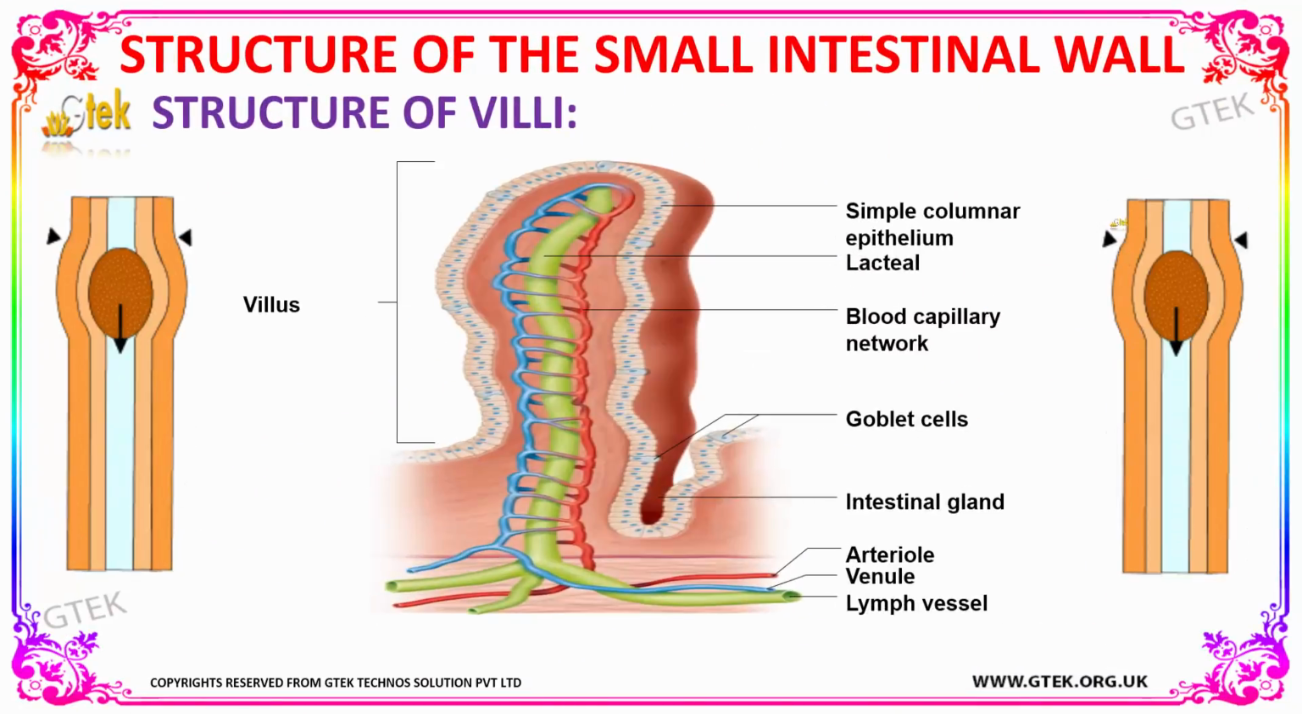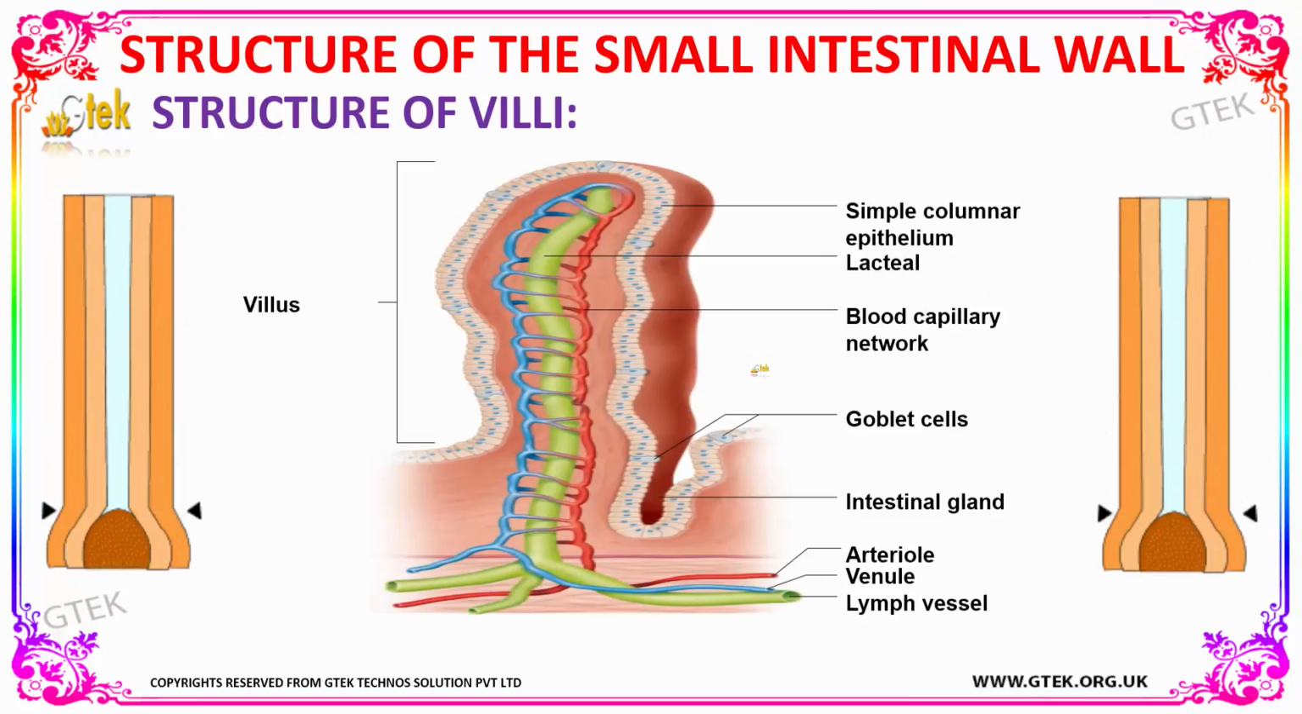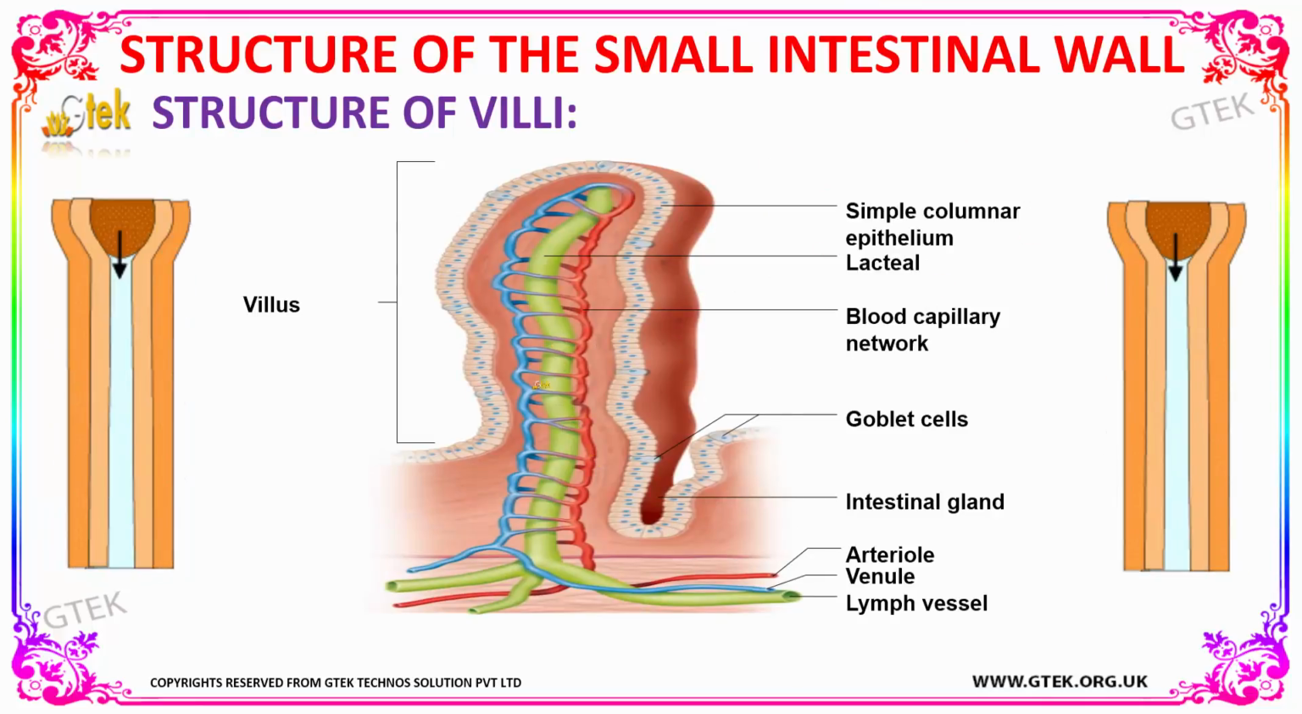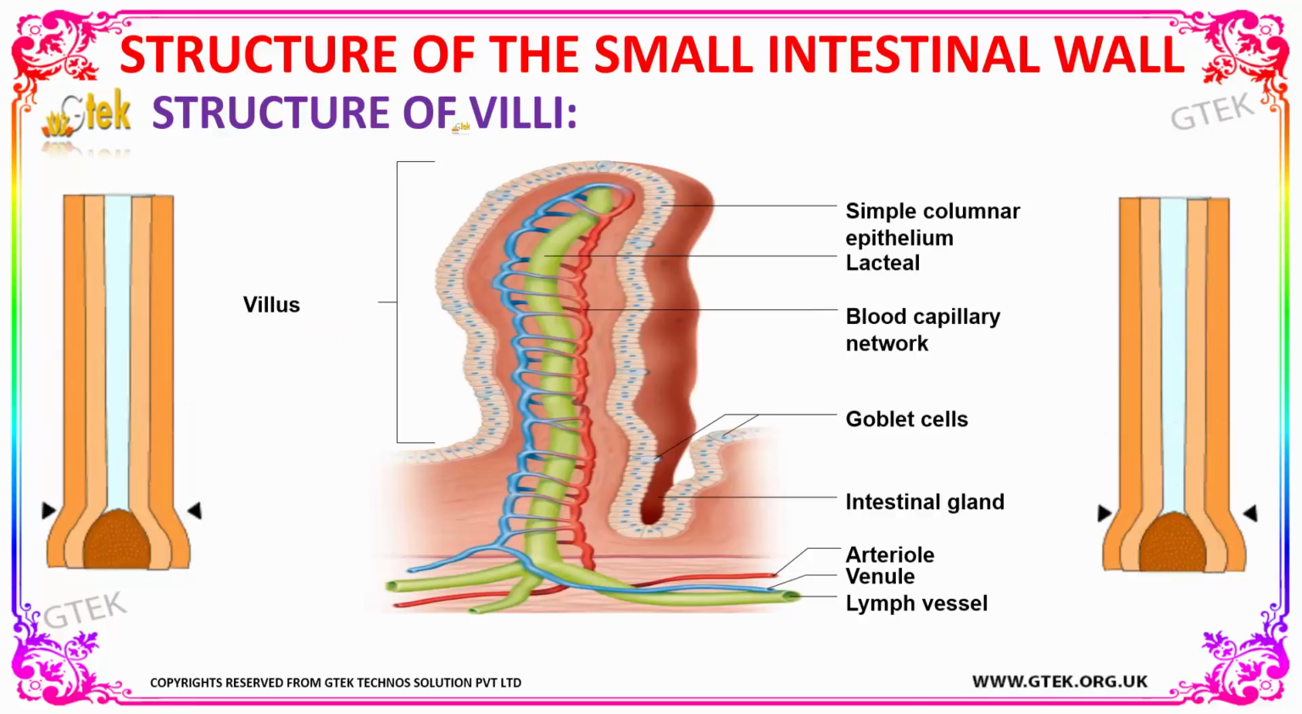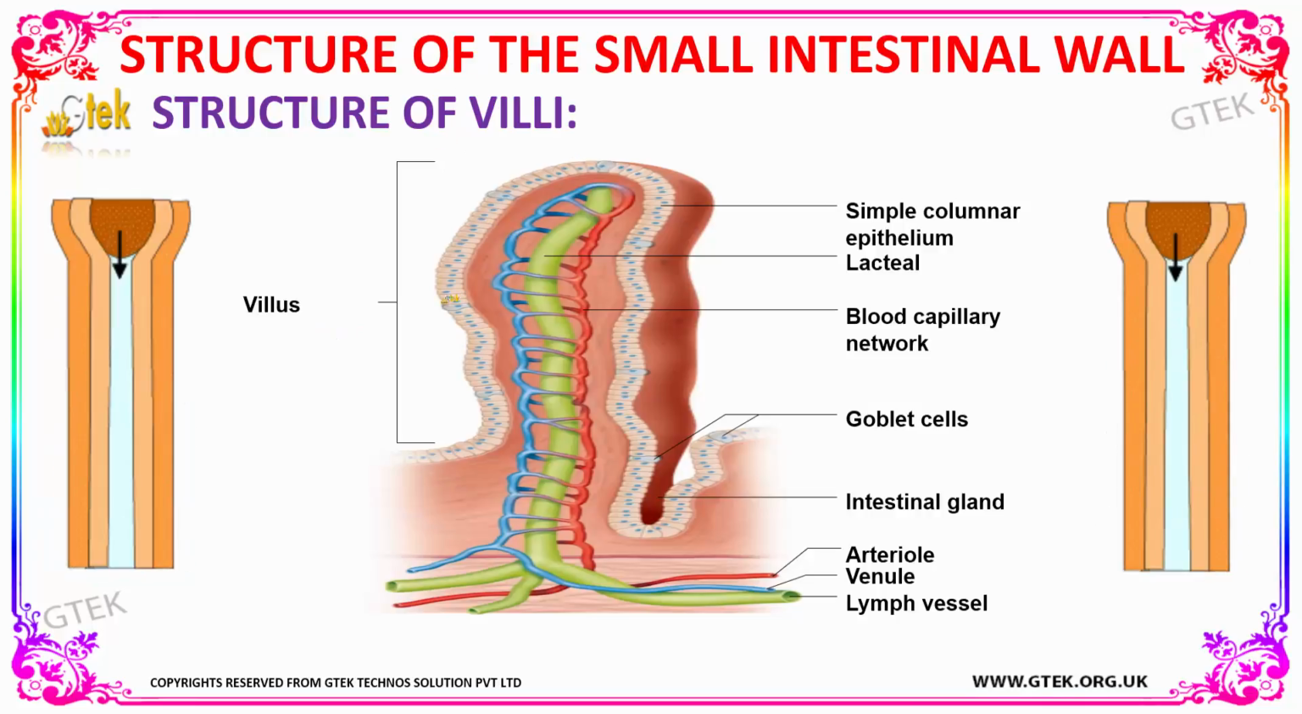Next, we are going to see about the structure of the villi, which are finger-like projections which you can find in your small intestine. Villi is a plural form, and for a singular one we can say villus.